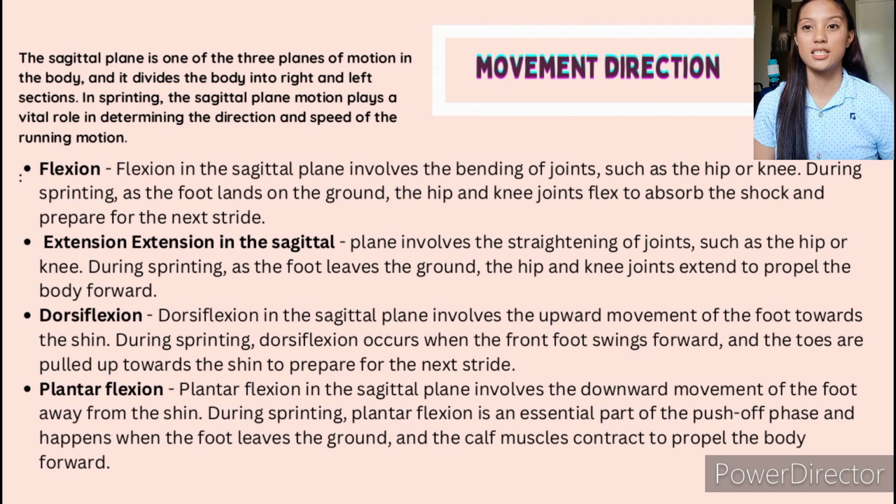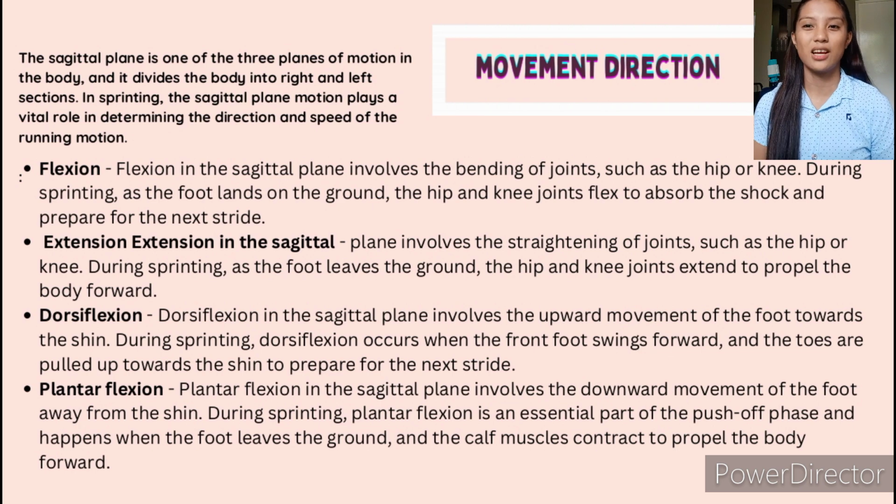Okay, next is the extension in the sagittal plane. So it involves the straightening of joints such as the hip or knee. Now during sprinting, as the foot leaves the ground, the hip and the knee joints extend to propel the body forward. And the next is the dorsiflexion. Dorsiflexion in the sagittal plane involves the upward movement of the foot towards the shin. During sprinting, dorsiflexion occurs when the front foot swings forward and the toes are pulled up towards the shin to prepare for the next stride.